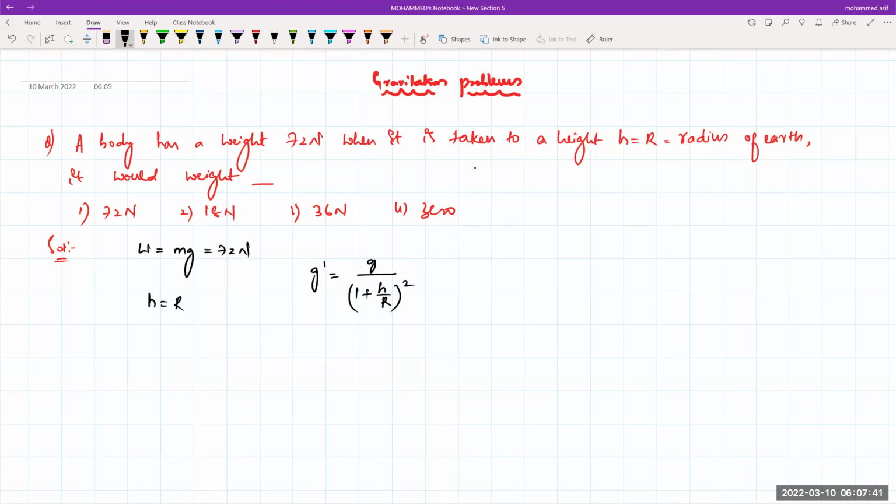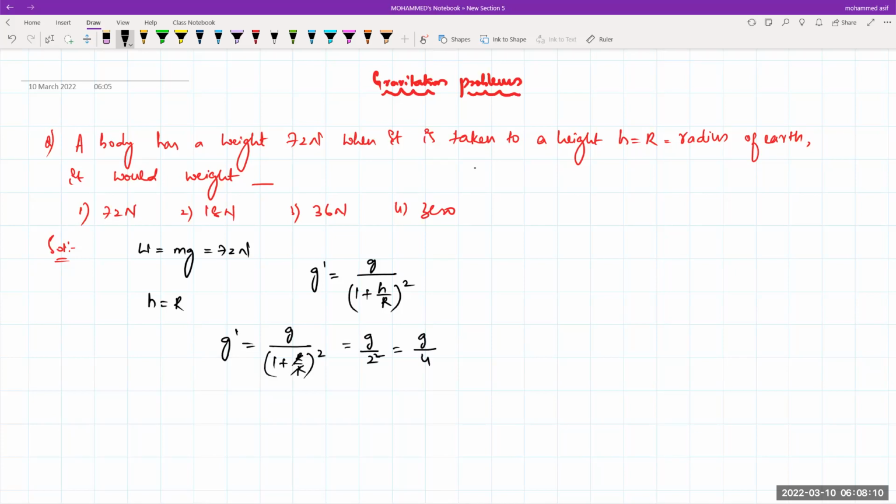For h equals r, g dash will become g divided by (1 plus r by r) whole square. The r's get cancelled, so 1 plus 1 is 2, g by 2 whole square. That means it will become g by 4.